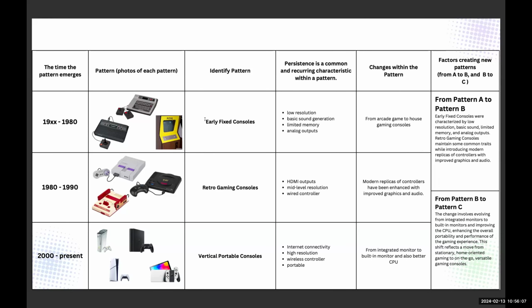The change from early fixed console to retro gaming is that mostly every fixed console provided 8-bit graphics and sounds and really limited memory, with analog input, while in retro gaming there is HDMI output. That's why the graphics and the sound are quite a lot better, because they changed the types of output.